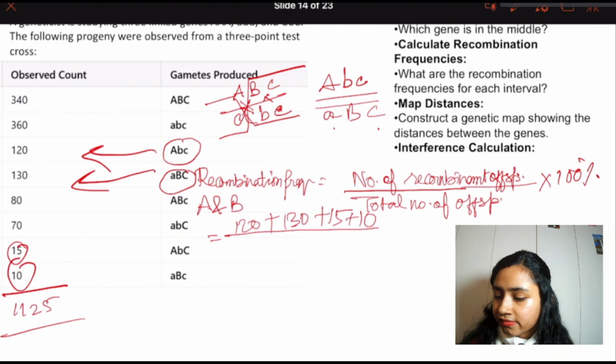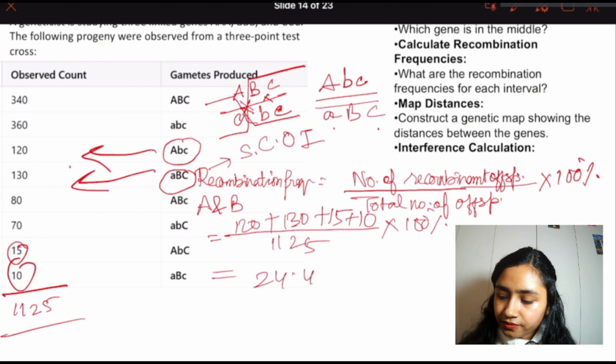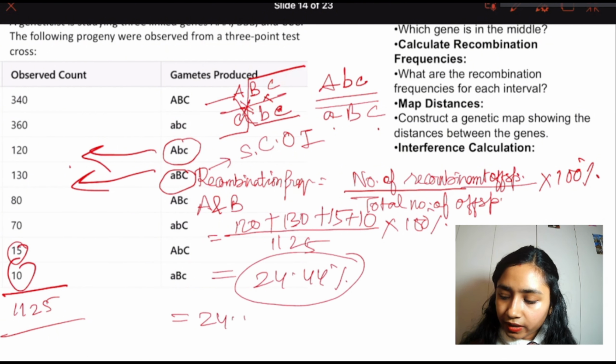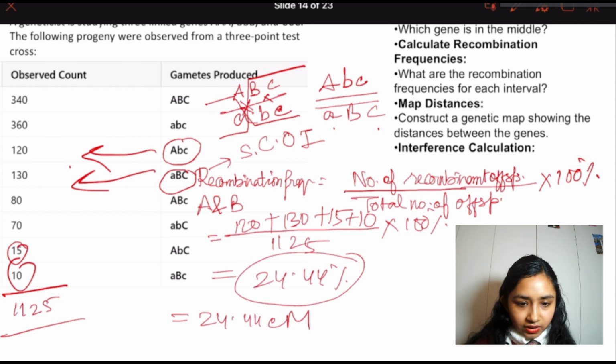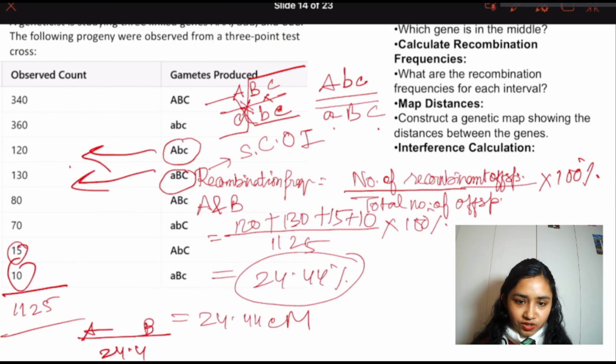So the SCO1, it is A and B, the recombination frequency or map distance between A and B is also known as SCO1, that is the single crossover one. So 120 plus 130 plus 15 plus 10, and the total number 1125 into 100% gives you 24.44%, or it is called 24.44 centimorgan. So the distance between A and B is 24.4. Okay, so this is the distance between A and B.